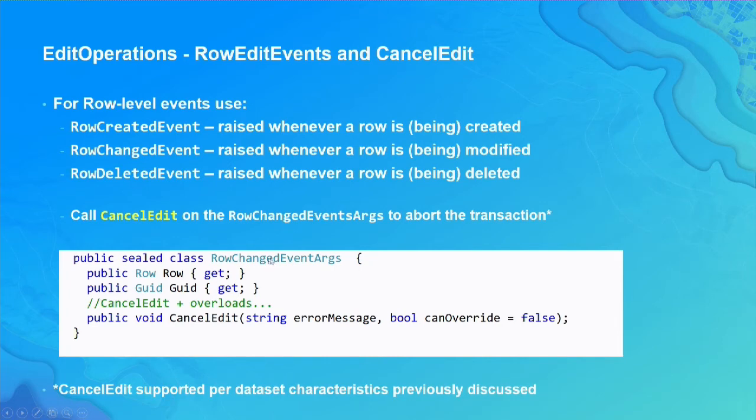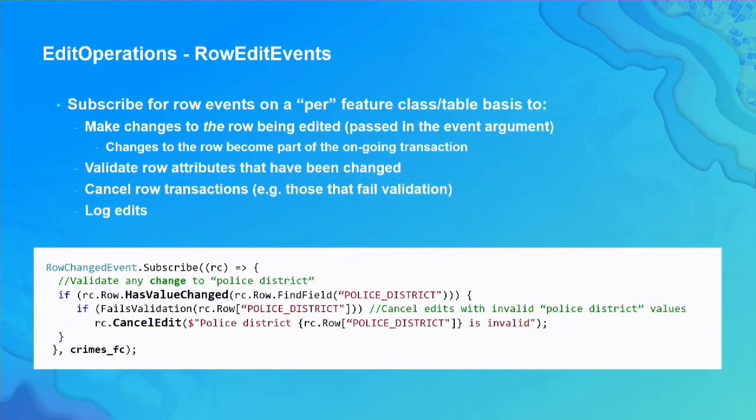What we pass down through those events is an object called RowChangedEventArgs. This gives us the row that is being manipulated. It's equivalent to the feature in ArcObjects. We have the GUID of the calling edit operation, not the GUID of the feature. And we also have another method in the row events called CancelEdit. This is where we actually cancel the current edit operation. These row events occur as the edit operation is being executed. And that allows us, the CancelEdit allows us to cancel that current edit operation.